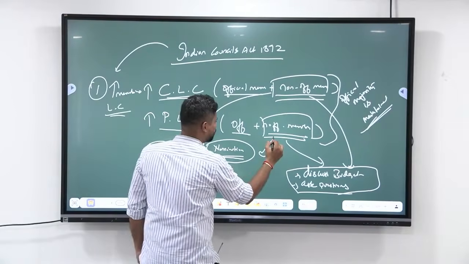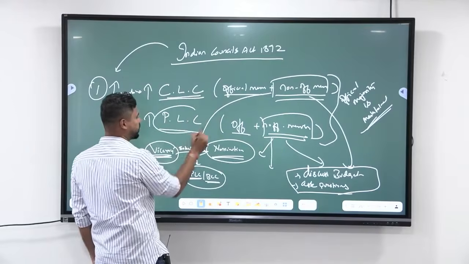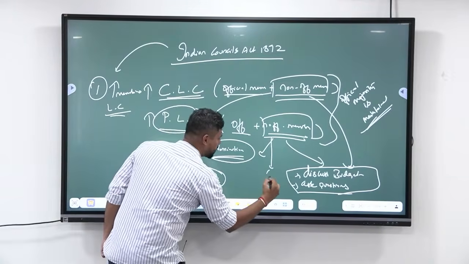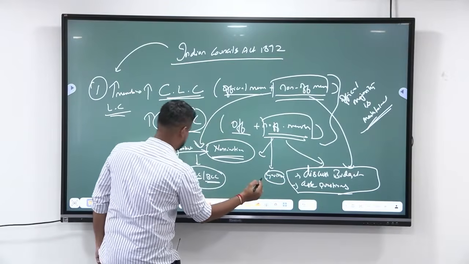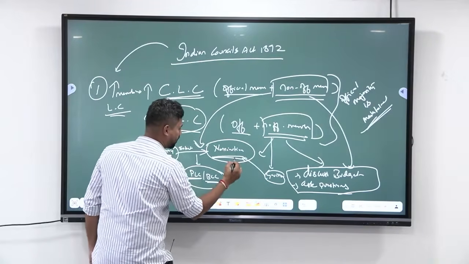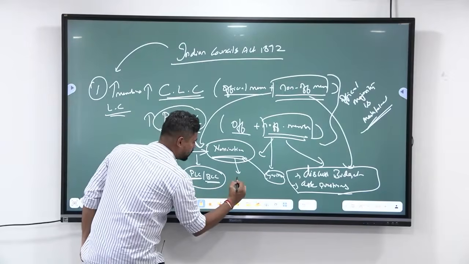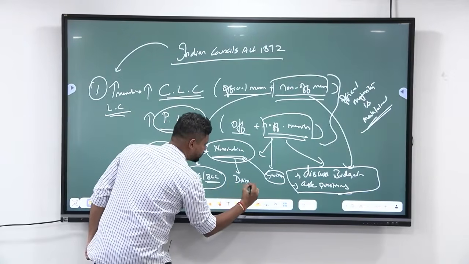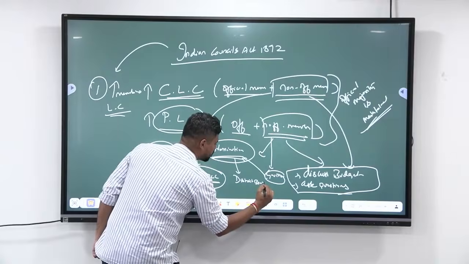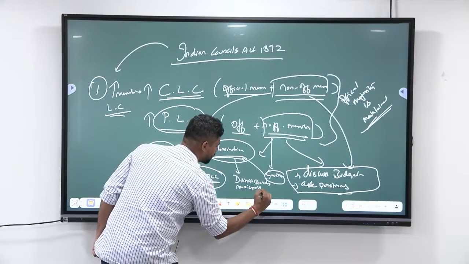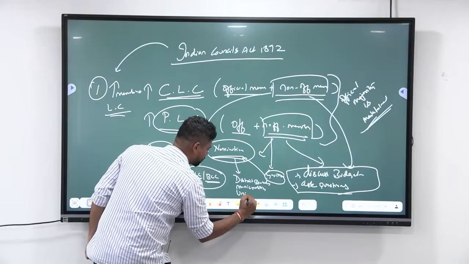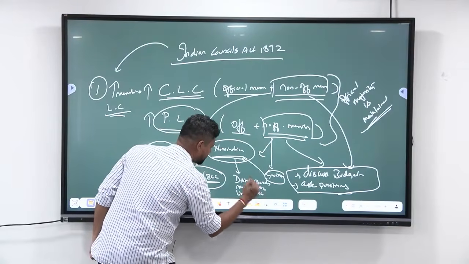Now, if you take the non-official members of the Provincial Legislative Council, the governor will select the members from the nominations given by the district boards, municipalities, and universities. Look at this.